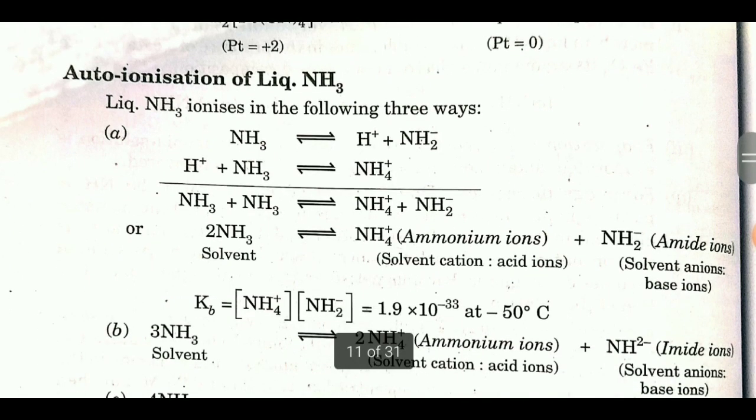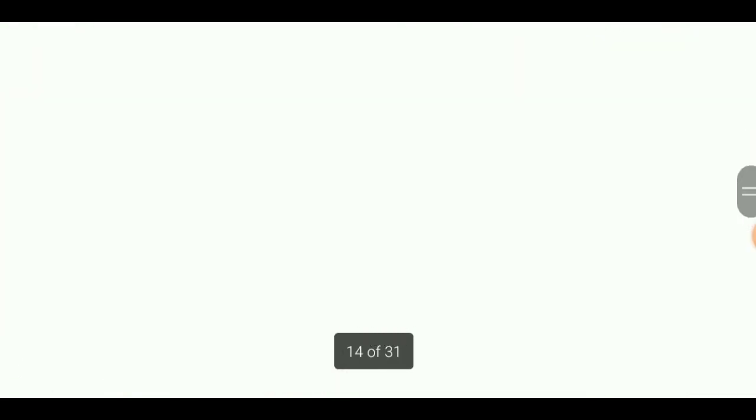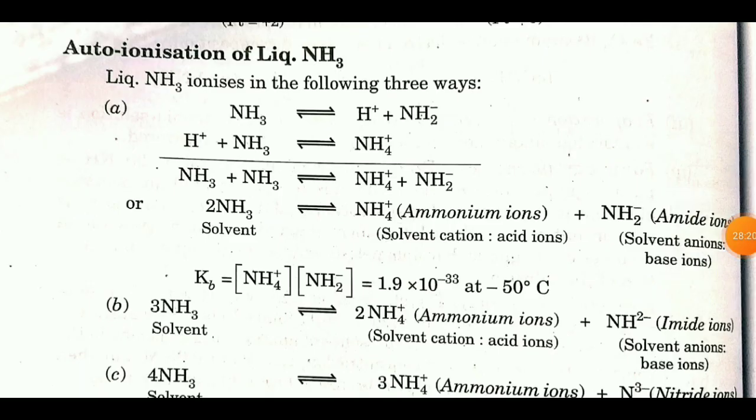Autoionization of liquid ammonia. Liquid ammonia ionizes in the following 3 steps. A. NH3 gives out H+ plus NH2-. H+ plus NH3 gives out NH4+, and the result is 2NH3 solvent gives out NH4+ ammonium ions plus NH2- amide ions.